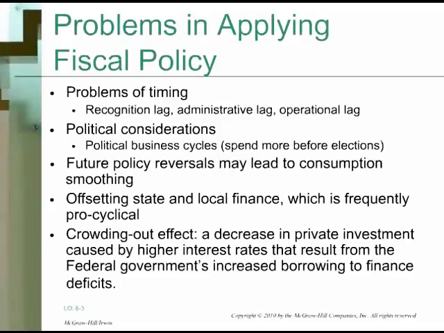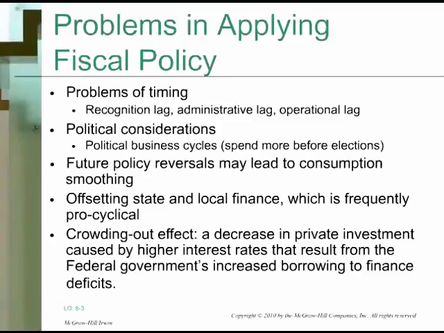If consumers believe the policy is temporary, they may choose to smooth consumption and not respond to fiscal policy. State and local governments frequently offset federal fiscal policy with their own pro-cyclical fiscal policy. The crowding out effect may decrease private investment caused by higher interest rates that result from the federal government's increased borrowing to finance deficits.